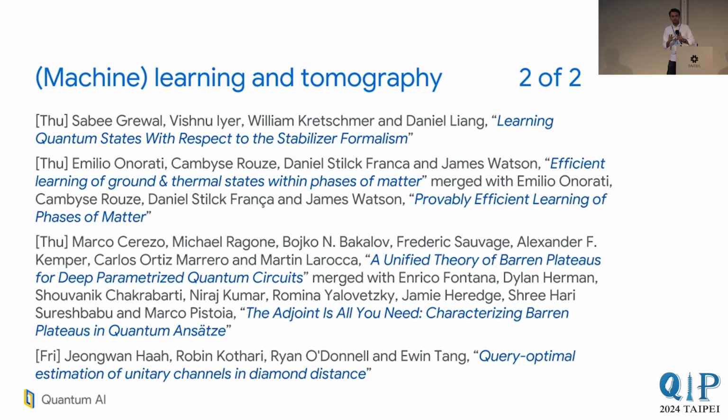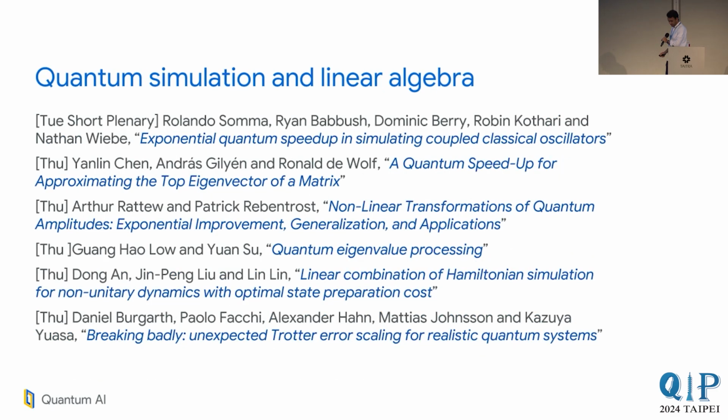So you're given a black box that implements a unitary. You want to write down a classical description that is correct in diamond norm distance. Okay, that's the machine learning algorithms. Good. The third category I want to put stuff into is quantum simulation and linear algebra.